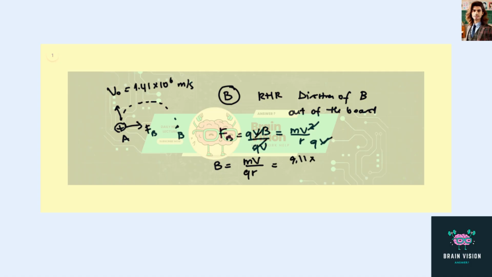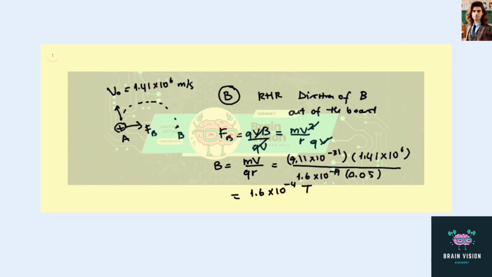So here, by plugging in numbers, the mass of a proton is 9.11 times 10 to the power of negative 31. The velocity is 1.41 times 10 to the power 6, over the charge, which is 1.6 times 10 to the power of negative 19, times the radius, which is also given to us. The diameter is given. We're going to take the half and then convert the centimeters into meters. So we're going to have 0.05 meters. So if you do the calculation, then we're going to have 1.6 times 10 to the power of negative 4 Tesla for the magnitude of the magnetic field, and also the direction is out of the board.